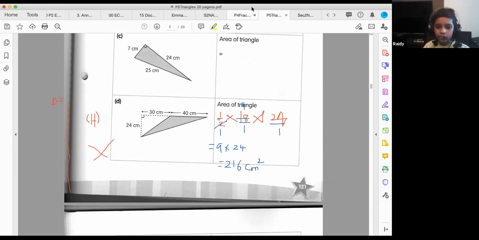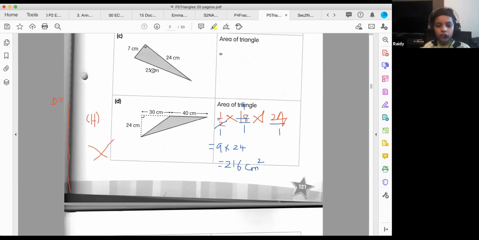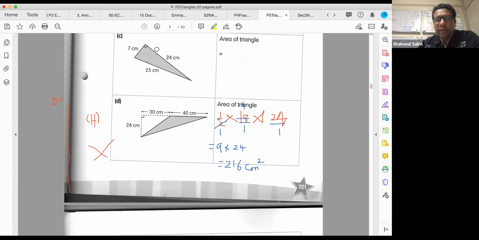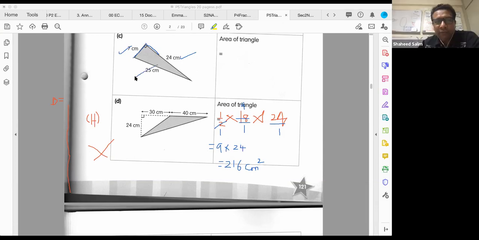20? They don't meet at 90 degrees. Only 25, 25 you see. Okay, let's see 25. This one, 7 and 24, they meet at 90 degrees. So it's okay. You can take this as base, this as height, or this as base, this as height. 25 you don't use.